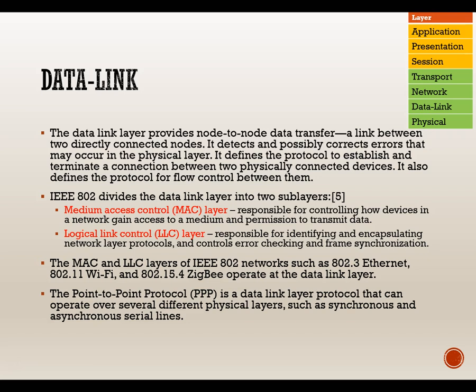It detects, possibly corrects, and defines the protocol to establish and terminate a connection between two physically connected devices. It also defines the protocol for flow control between them. IEEE 802 divides the network into two sublayers, the media access control and logical link control. What does all of that mean?